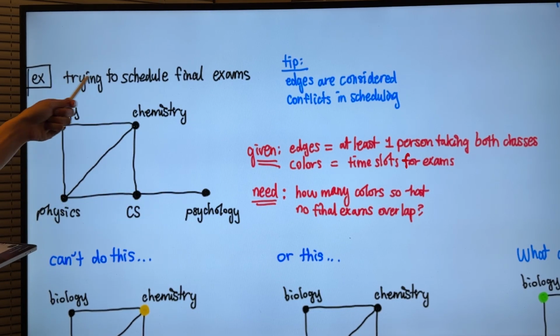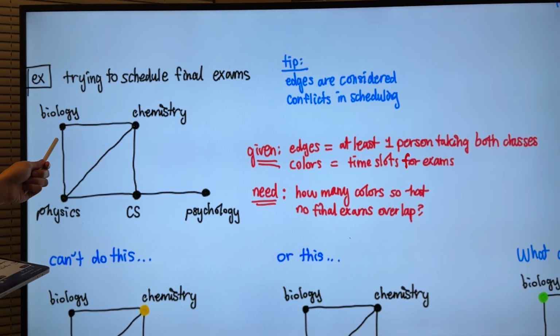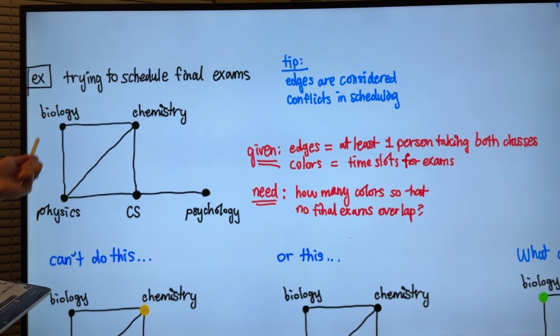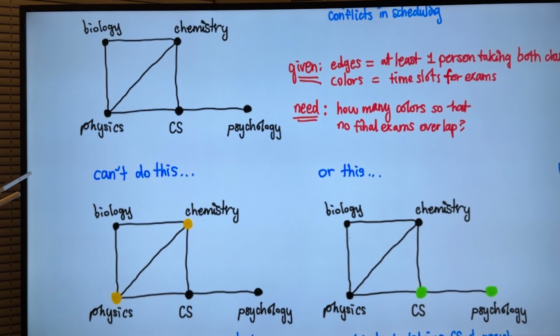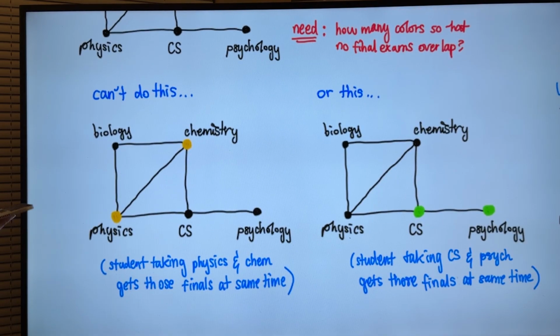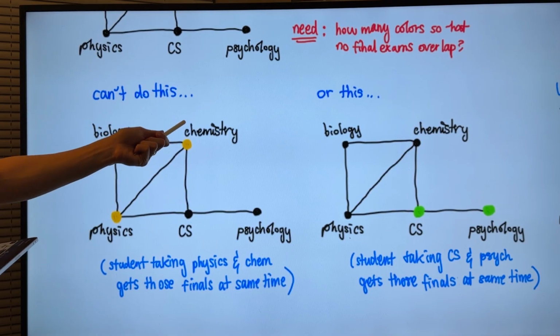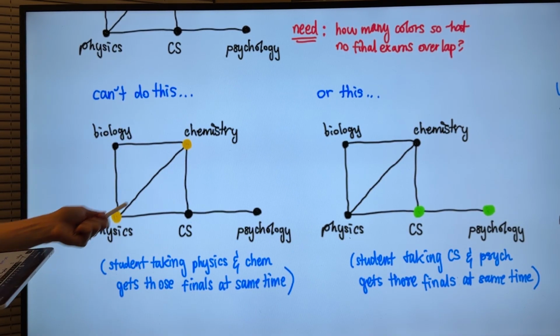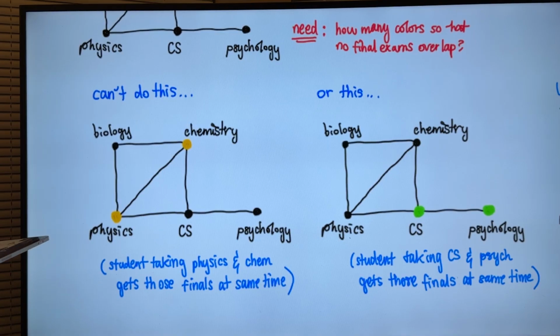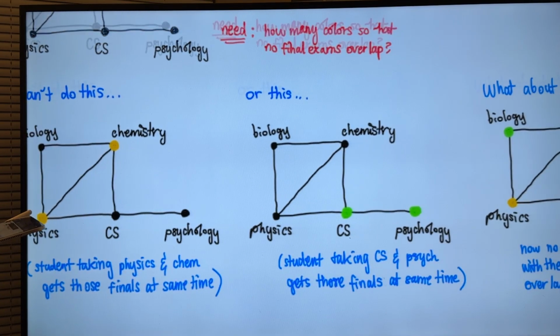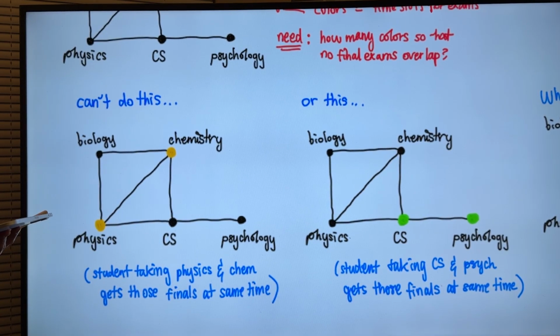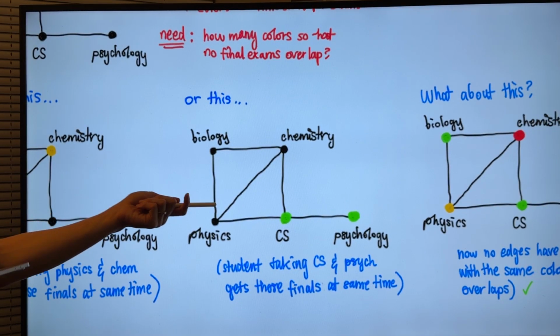Obviously, one time slot's not going to work because you have too many people taking pairs of 2 classes in this case. So let's experiment a little bit. Let's say yellow represents one time slot for final exams. Well, you can't do this because physics and chemistry have an edge between them, which means the student taking physics and chem will get those finals at the same time.